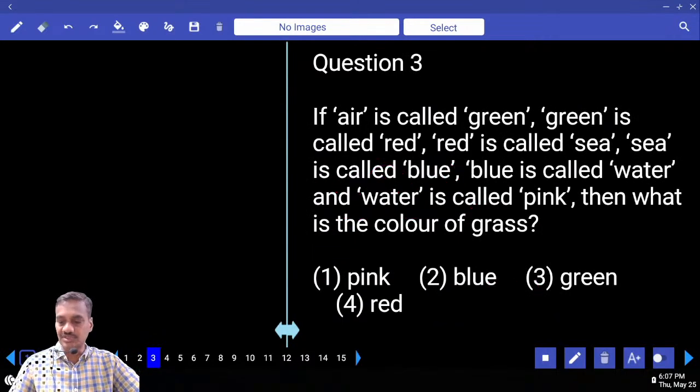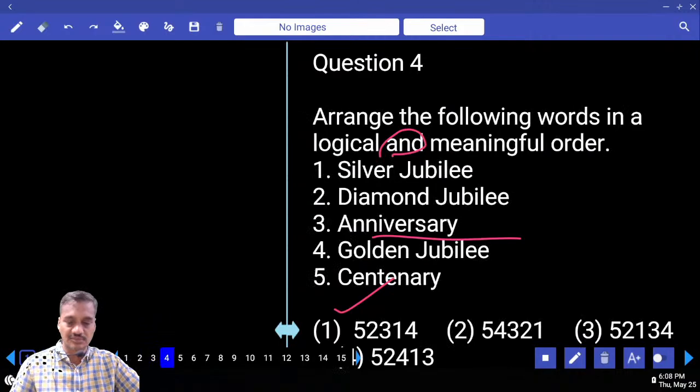The next one, question number 3. What is the color of grass? Grass is green in color. Green is called red. Red, that is choice 4.